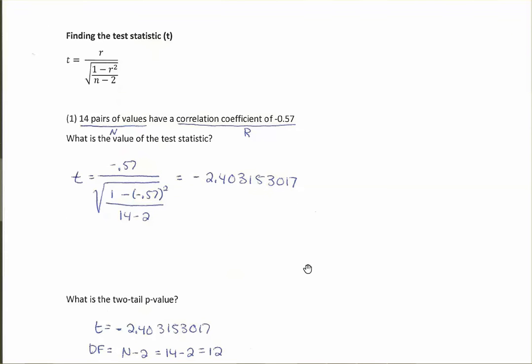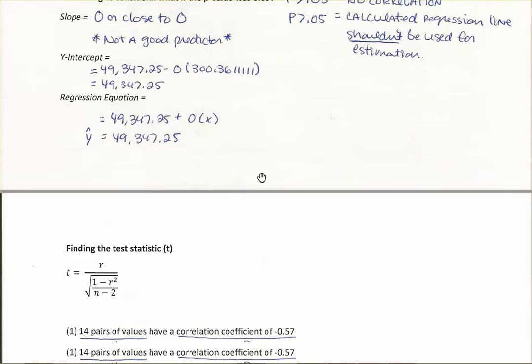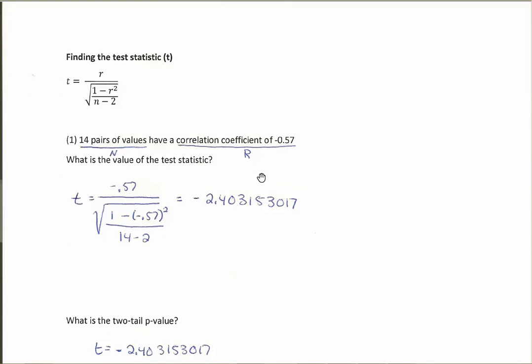So, finding the test statistic. The test statistic is what we can actually use to find the p-value. The previous example was for when we already had a p-value. This is what to do if we want to find the test statistic, so it's find the t-value and the p-value. In this case, we've got 14 pairs of values.